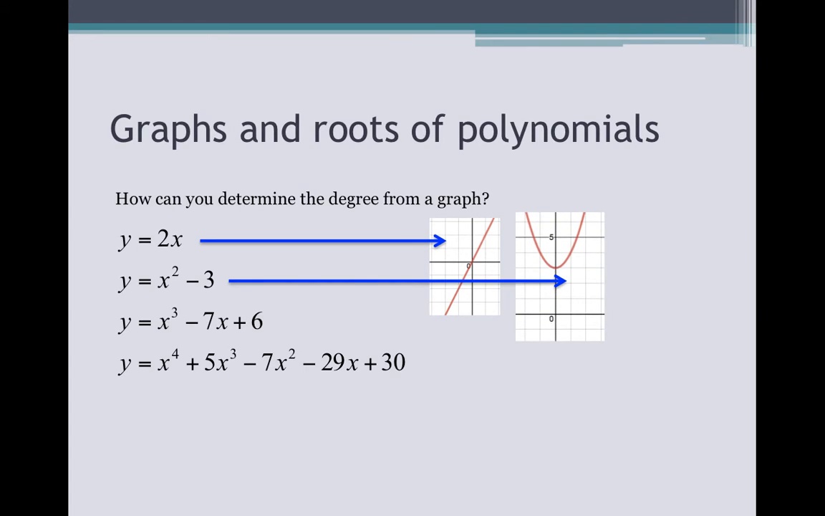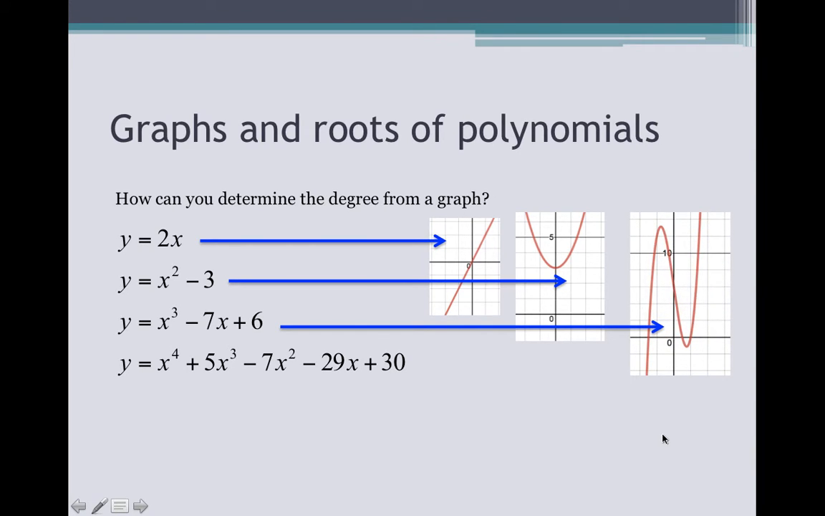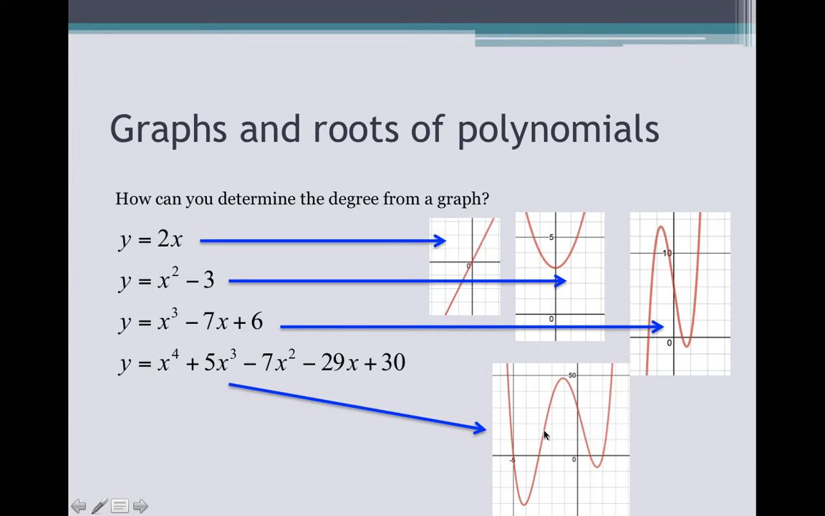How can I associate this graph with knowing it's a degree 2? How can you associate this graph with knowing that it's a degree 3? And this graph with knowing that it's a degree 4? I'll give you a hint, it has to do with the curves of the graph.